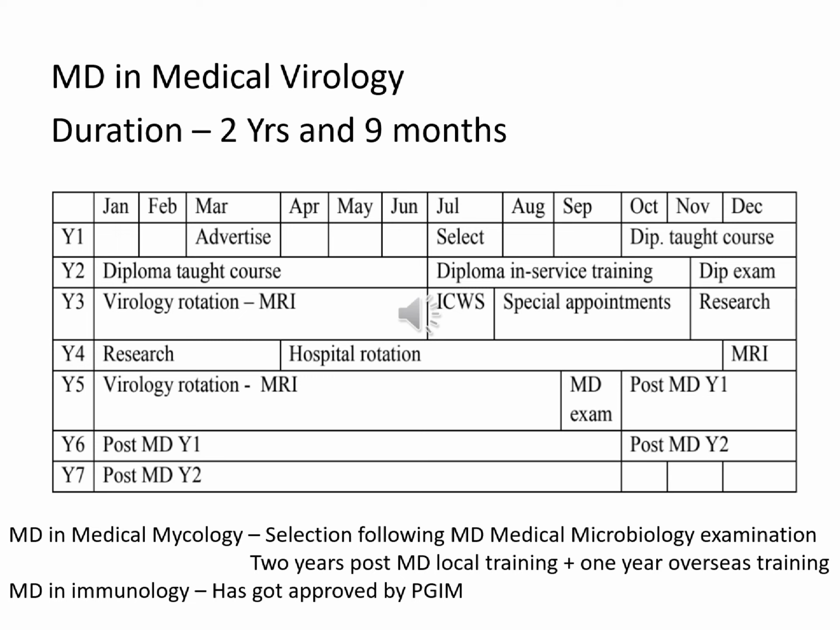After getting through MD in medical microbiology, if you are interested in proceeding with MD in medical virology, that path is also open for a limited number of trainees per year, depending on your merit order and your willingness to do virology, you can select it. So the duration would still be 2 years and 9 months, and this training would be in the virology labs. There are a lot of different virology labs in the MRI, Medical Research Institute in Borella. So quite a part of your training would be laboratory oriented in the MRI Colombo with a hospital rotation and some special appointments with a research component.